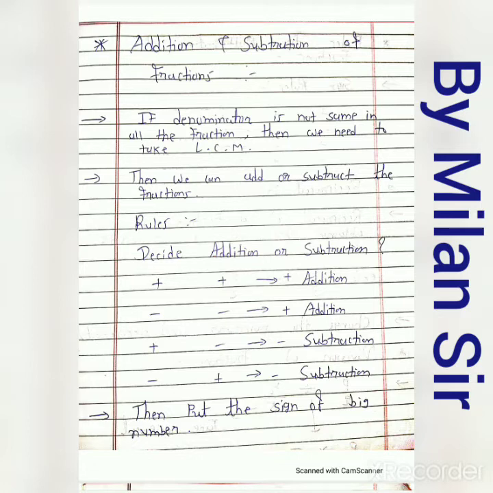But if more than two fractions are there, and the fractions have different signs, then what do we need to do? First of all, we need to decide the process, that means which process we need to apply, addition or subtraction. There is a rule to decide whether we need to do addition or subtraction.